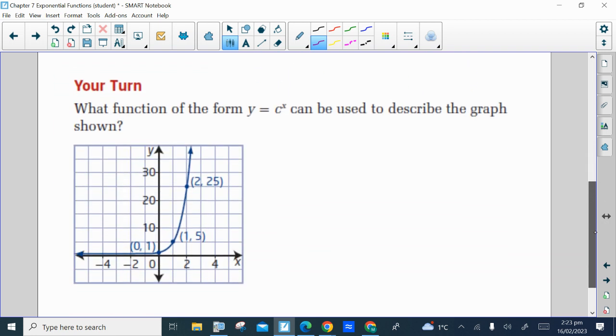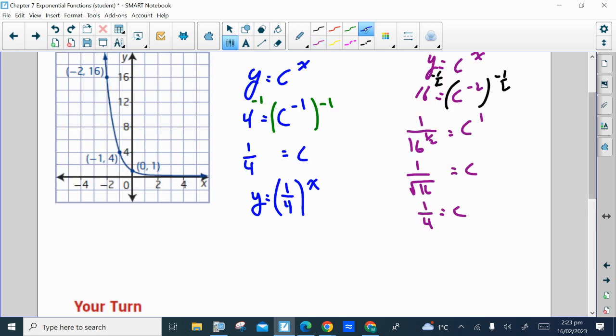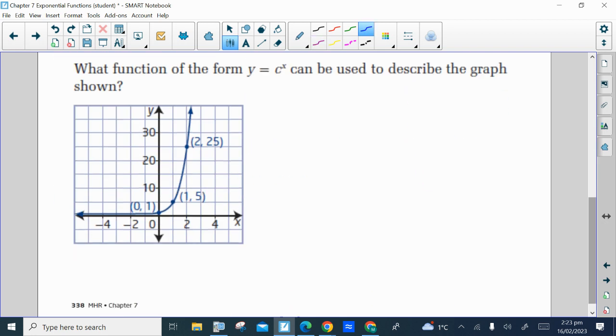For this next one, that is an increasing function, so we know our c value has to be greater than 1. If we use the equation y equals c to the x to start with, again, we can use any point except the y-intercept. Can't use (0, 1), but we can certainly use (1, 5). And that is really quite easy because c to the 1 is just c.